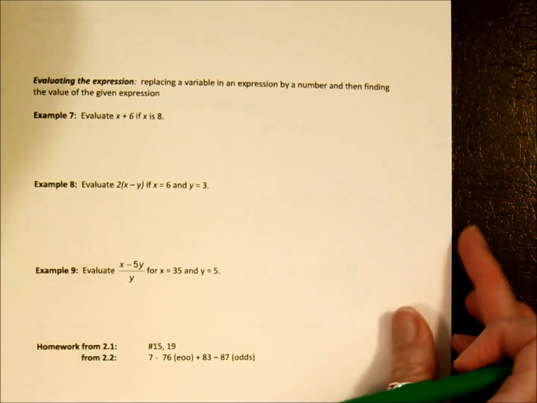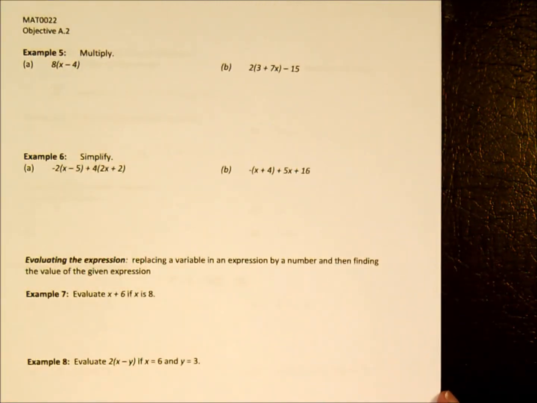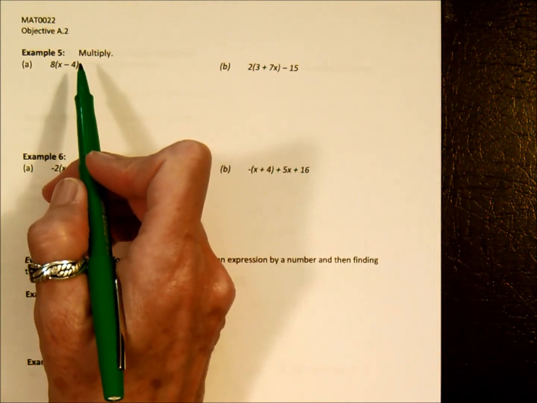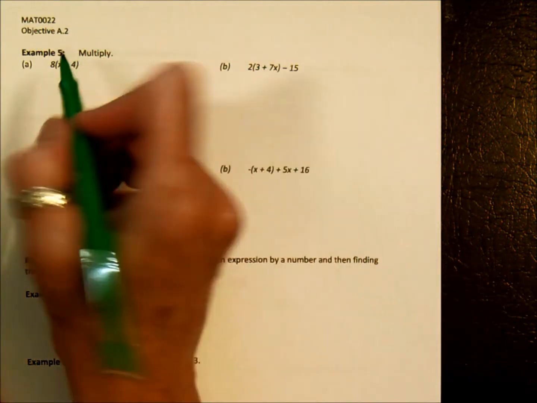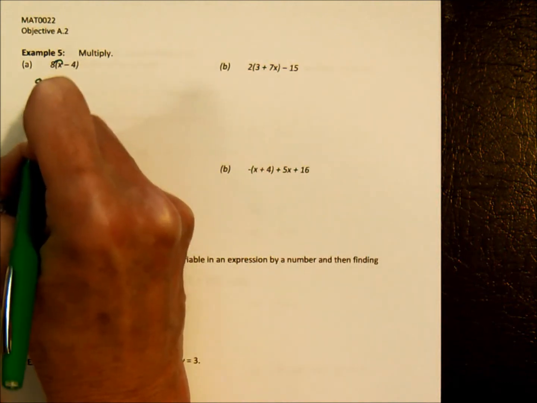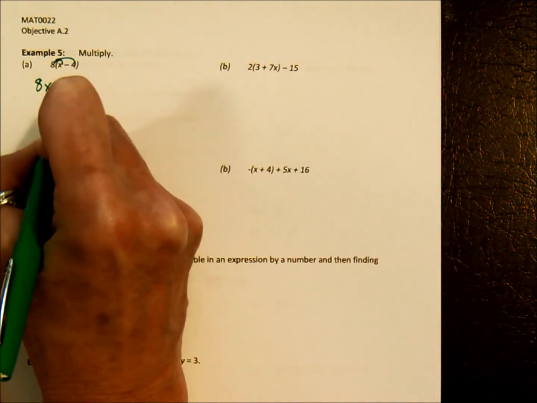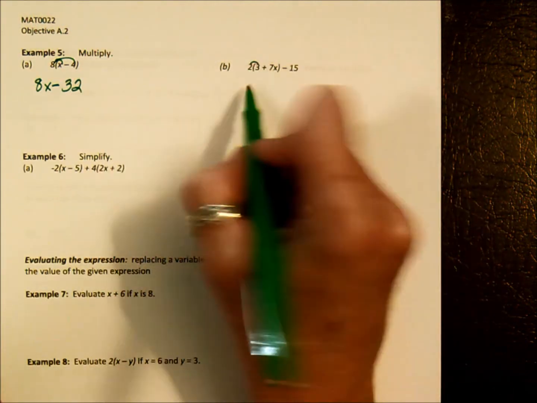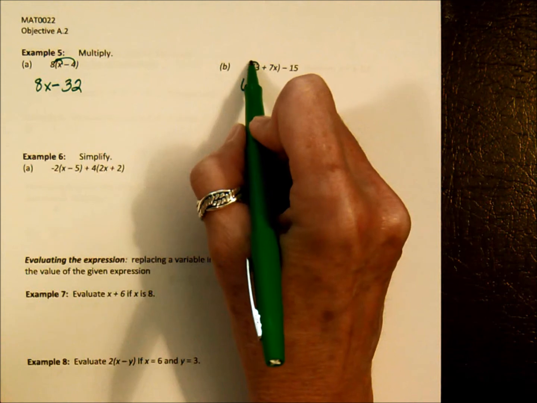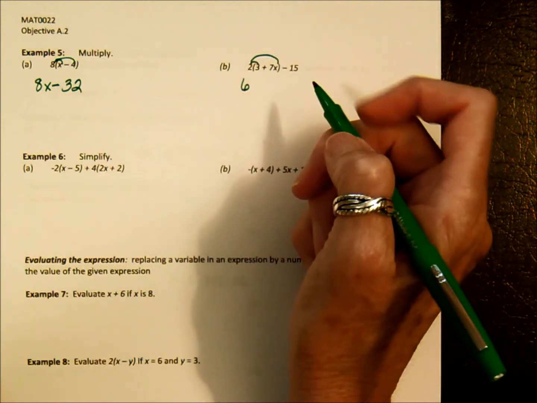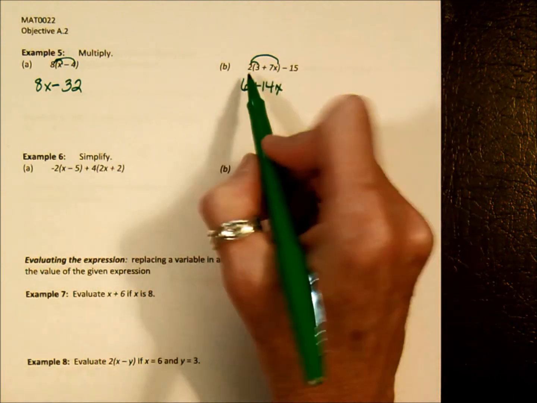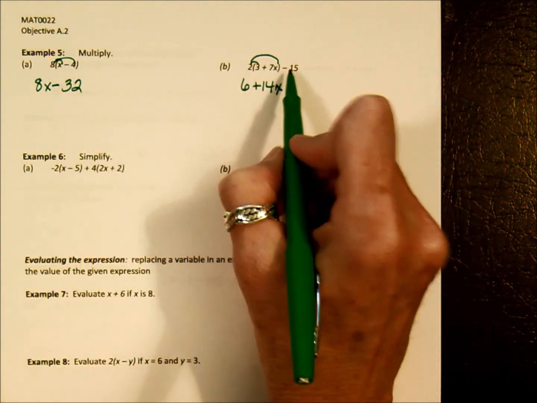All right, looking at the next page, we're going to continue to distribute, but notice this time it says multiply. So the directions might say multiply, might say distribute. So we've got 8x minus 32, 8 times 4. Here we're going to distribute the 2, distribute to 2 times positive 7x. Now, the 2 does not get distributed to the negative 15.